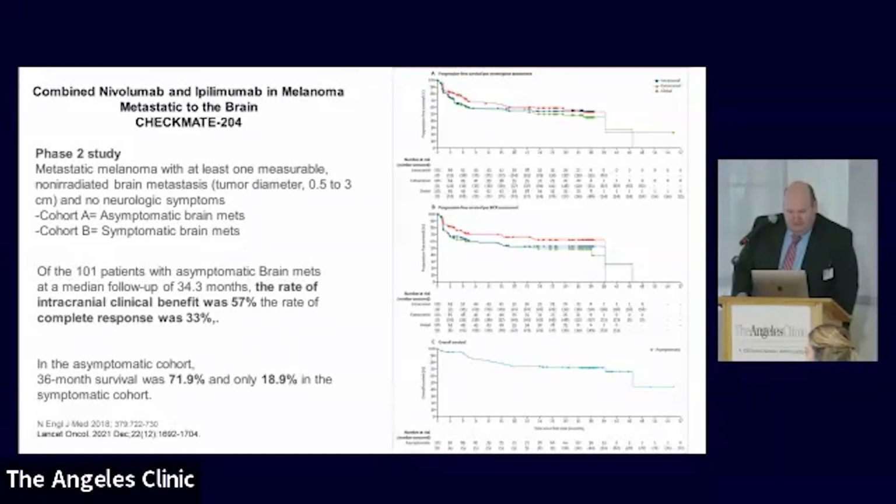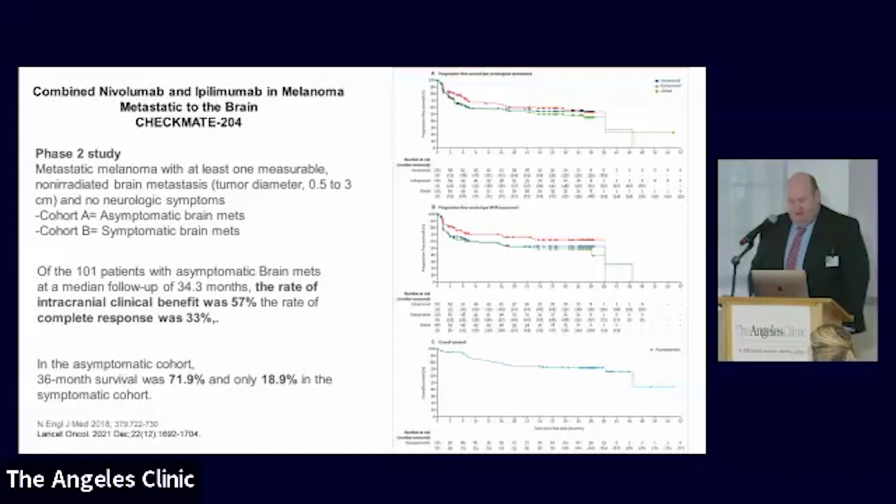So these studies show that the combination dual checkpoint inhibitor was superior to single agents. However, as we discussed, the treatment's quite toxic. It leads to lots of side effects. And so is there a path to getting a better side effect profile for patients?